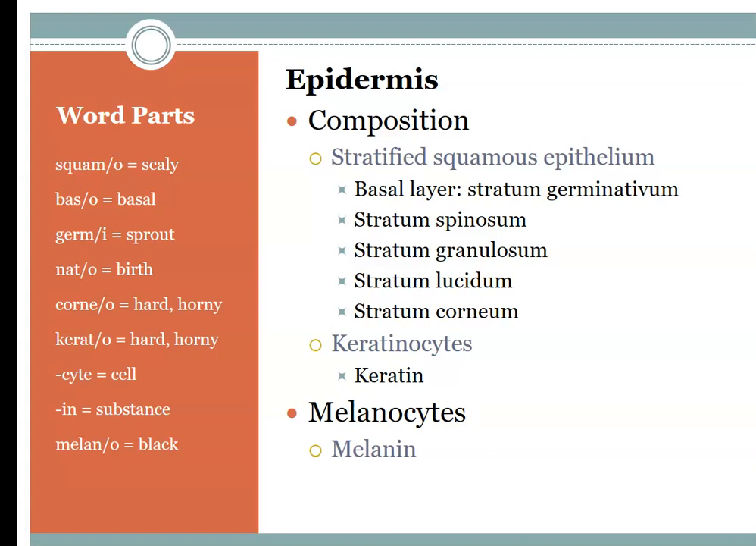Now, if we're taking a look at the word parts for this, you've got squamo equals scaly, baso is basal, germ equals sprout, nato equals birth, corneo is hard or horny, kerato is hard or horny, cyte equals cell, in equals substance, and melano equals black.